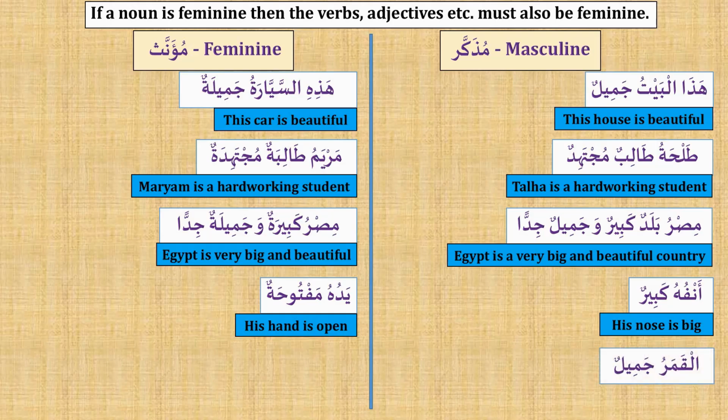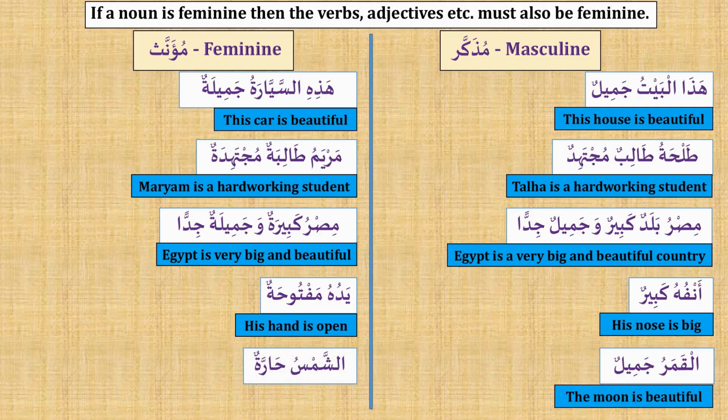And last sentence comes from exceptions. Al-Qamaru jamilun. The moon is beautiful. And Ash-Shamsu harratun. The sun is hot. We said these are exceptions that used by Arabs as feminine. There is no rule or reason to explain why the moon is masculine or Ash-Shamsu feminine, because they are used by Arabs as masculine and feminine.